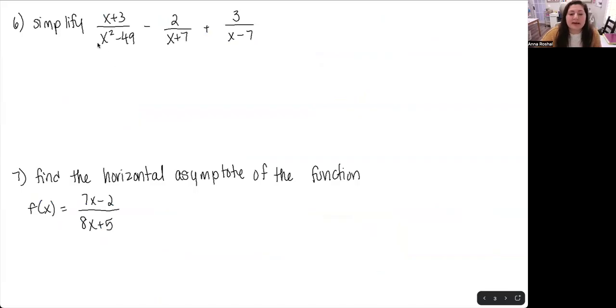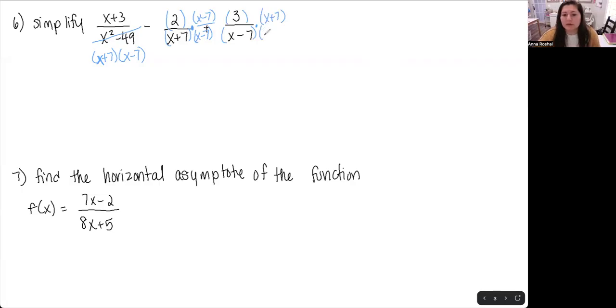Okay. So now when we're here, we know that we need to add and subtract. And in order to add and subtract fractions, we need common denominators. In order for us to have common denominators, I need to factor this first into x plus 7, x minus 7. And then I see that, hey, all of my terms have at least an x plus 7 or at least an x minus 7. So I'm going to multiply this entire fraction by x minus 7 over x minus 7 so that my denominator has both of them. And this fraction I'm going to multiply by x plus 7 over x plus 7.